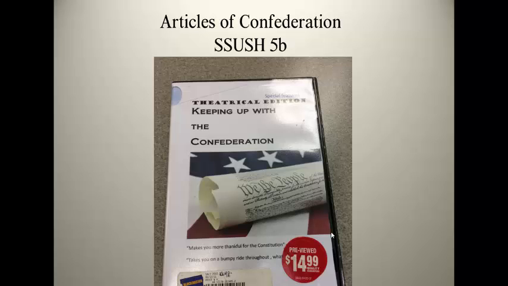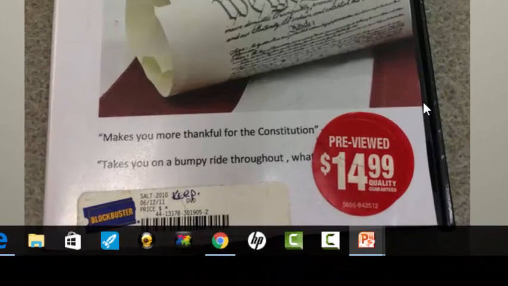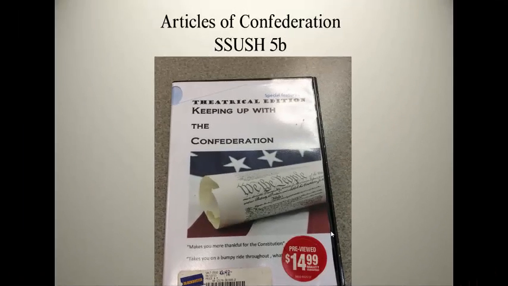And you'll see that she did it in a pretty creative way. So first of all, the title is Keeping Up with the Confederation, and the little pull-out quote on the bottom says it makes you more thankful for the Constitution, which shows knowledge of both the Articles of Confederation and the Constitution. It also takes you on a bumpy ride throughout. So again, that is a nod to the struggles that the country faced under the AFC.